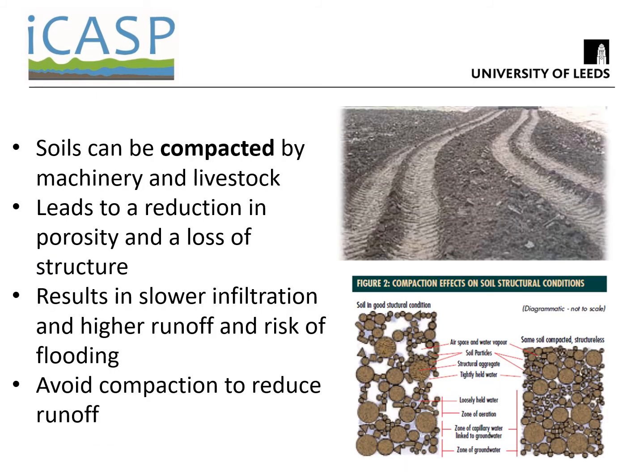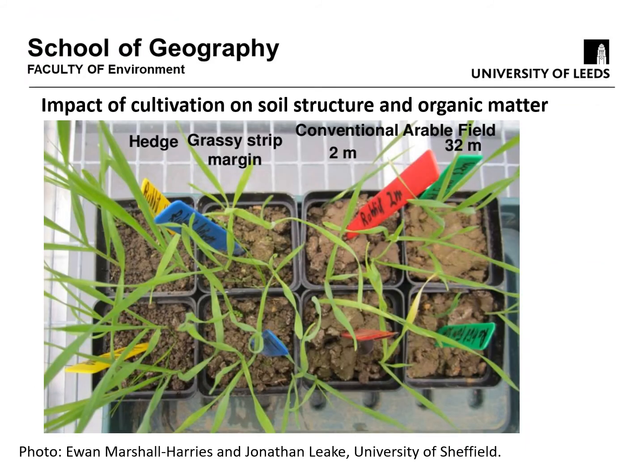Structure, unlike texture, can be easily modified by human management. Soils can be compacted by heavy machinery, as shown in the figure, and livestock, and it leads to a reduction in the porosity and loss of soil structure, as shown in the figure below the photo. This reduction in soil porosity leads to lower infiltration rates and higher runoff and risk of flooding. Tillage is also a major cause of loss of soil structure and soil organic matter. So let's have a look at how cultivation has an impact on soil structure and organic matter.